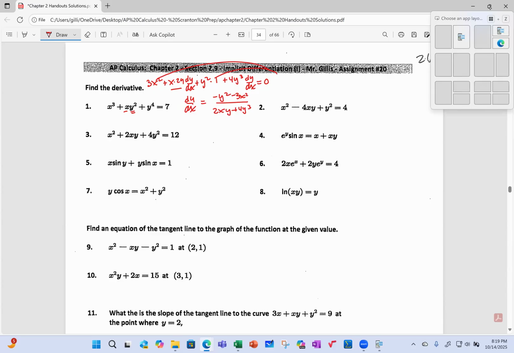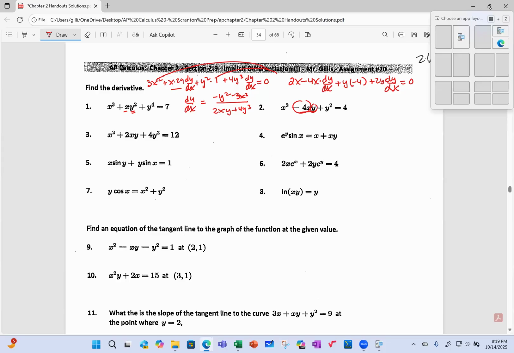Another one is number 2 as a product rule. So we have a product rule here. So this derivative would be x squared to be 2x. And this is my first function, minus 4x, times the derivative of the second, which is dy dx, plus the second, which is y, times the derivative of the first, which is minus 4, plus 2y dy dx equals 0, because the derivative of y squared is 2y dy dx.